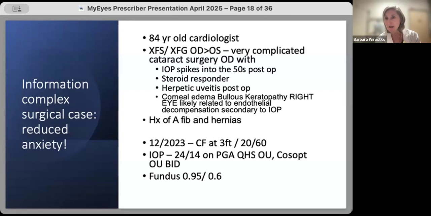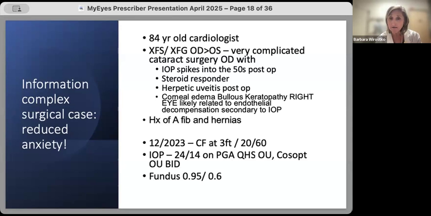He had IOP spikes into the 50s. He was a steroid responder. He then developed a herpetic uveitic picture. He developed corneal edema, bullous keratopathy. And he ended up with count fingers vision in that right eye.